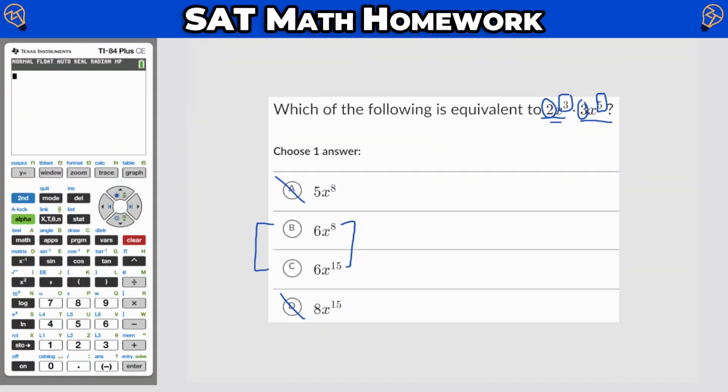And since we have 2 powers multiplied by each other, in other words, you have 2 bases of x, you rewrite the x and add those exponents. So we already knew the coefficient was 6. And when you add the exponents, you get 8, making the correct answer B.